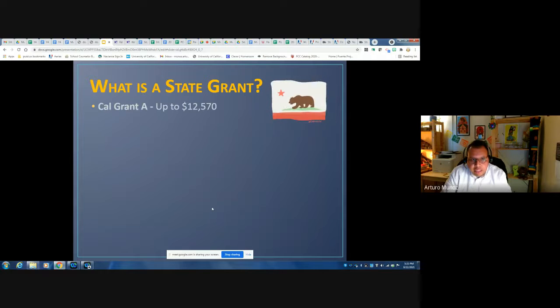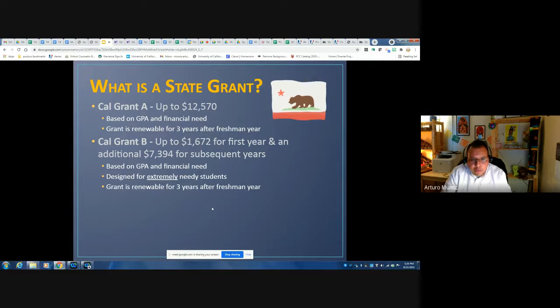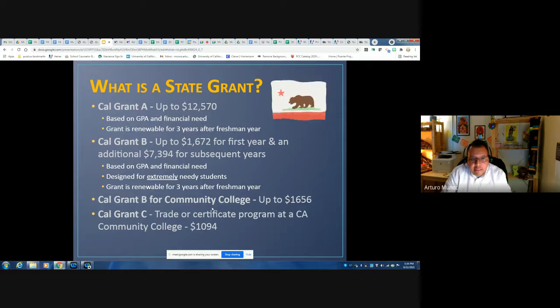There's also the state grants. So the big state grant is the Cal Grant A. It's up to $12,570. It's based on GPA and financial need. The grant is renewable for 3 years after freshman year. The Cal Grant B is up to $1,672 for first year and an additional $7,394 for subsequent years, based on GPA and financial need. Designed for extremely needy students, the grant is renewable for 3 years after freshman year. And there's also the Cal Grant B for community colleges. That's up to $1,656. And lastly, there is the Cal Grant C, which is for trade or certificate programs at a California community college, $1,094. So you see that the state of California has a few options for our residents. And these are the Cal Grants that you would be eligible for.